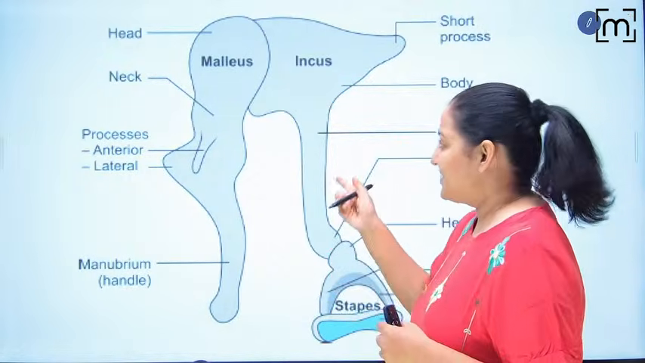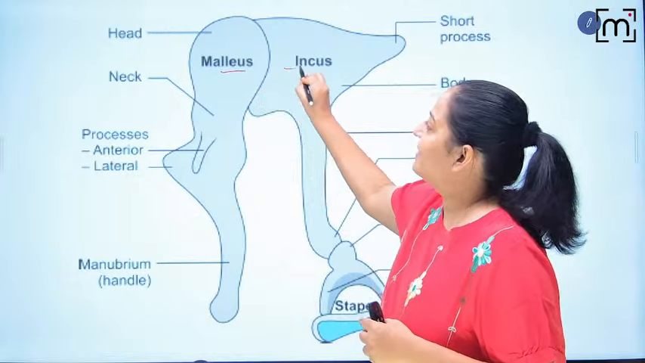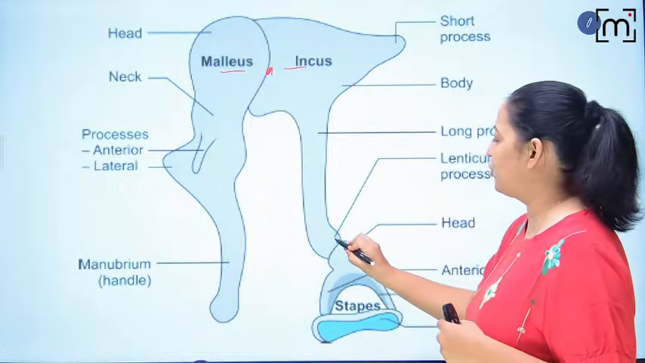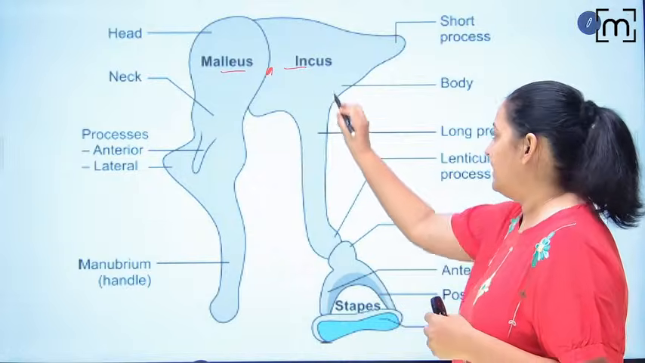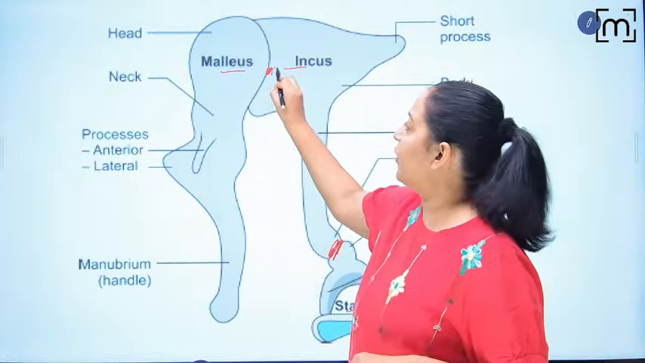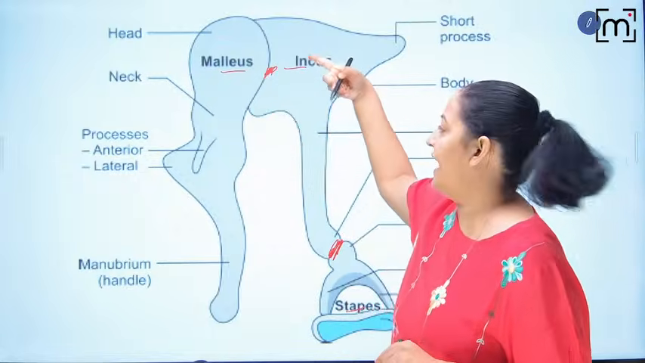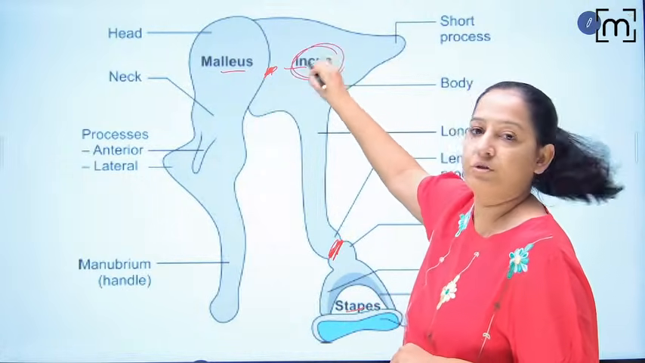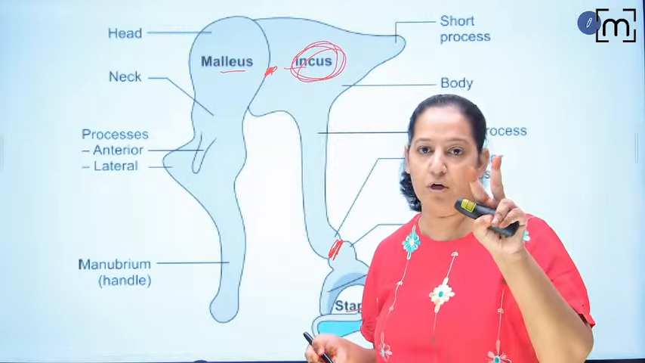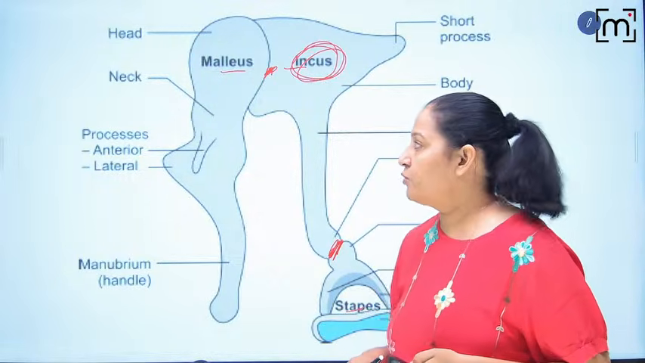Yes. So tell me the joint between Malleus and Incus. Which joint is this? And tell me the joint between Incus and Stapes. What joint is this? Tell me the 2 joints. So Incus is coming in both; incus is the bone which is in both joints. There are total 2 joints in the ossicles. What are the 2 joints?